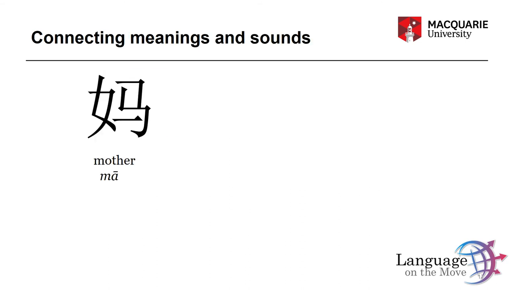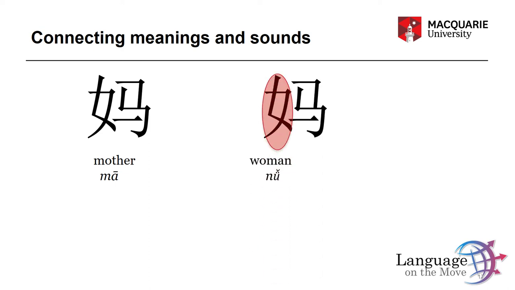Let me give you another example of this connection between signs and sounds, with an example from Chinese. What you've got here is the character for mother, pronounced ma. This character can be broken up into two elements. The first element is the character for woman, nu. And the second one is the character for horse that we already encountered earlier.